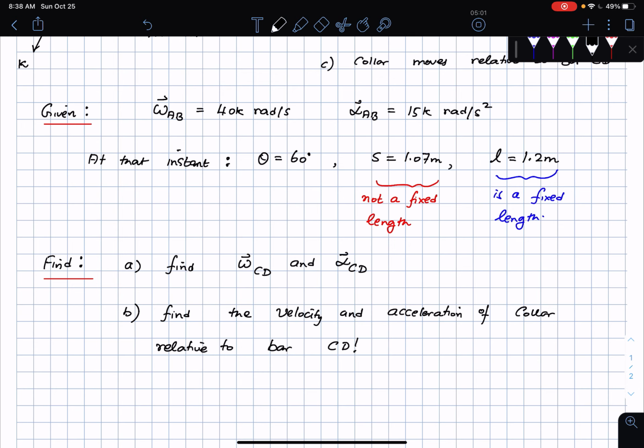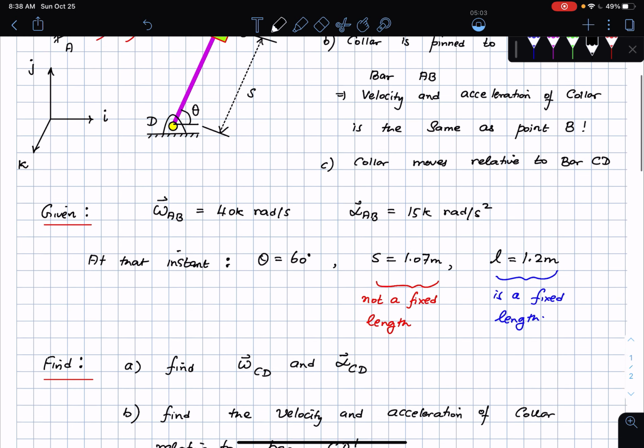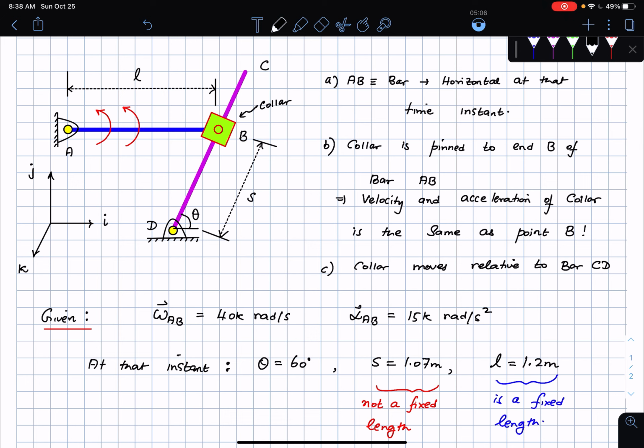So this is the scenario, and here is the information that is given to us. I have a bar AB which is horizontal at that instant in time. Then I have this bar CD. The collar is pinned to the end B of the bar AB, which means that the velocity and acceleration of the collar is the same as the point B. The collar moves relative to the bar CD, and bar AB is horizontal at that time instant.